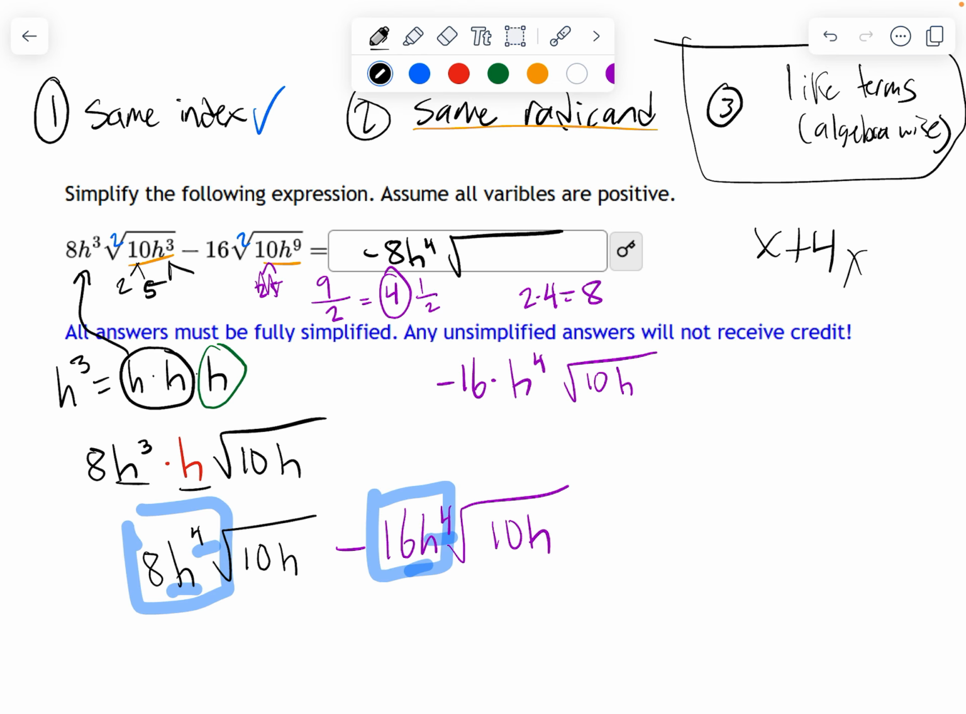And reminder, your radicals do not change when we add them together, right? Only the coefficient, the stuff in front of the radicals, changes. So that means the square root of 10h is the same. And there you have it.